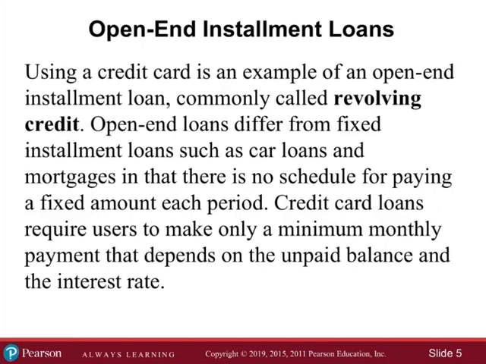So, open-end installment loans. Using a credit card is an example of an open-end installment loan, commonly called revolving credit. Open-end loans differ from fixed installment loans, such as car loans and mortgages, in that there is no schedule for paying a fixed amount each period. Credit card loans require users to make only a minimum monthly payment that depends on the unpaid balance and the interest rate. Open-end installment loan, revolving credit.